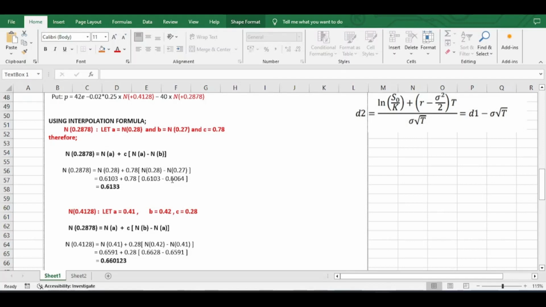We plug in all these values, right? And then the next step is to find the probability of the normal distribution from the table. Let's have a look at the table and find the probability of 0.28 and the probability of 0.27.